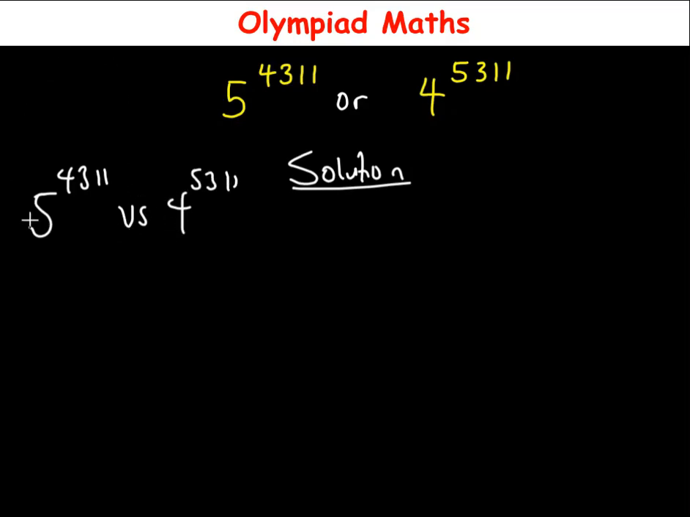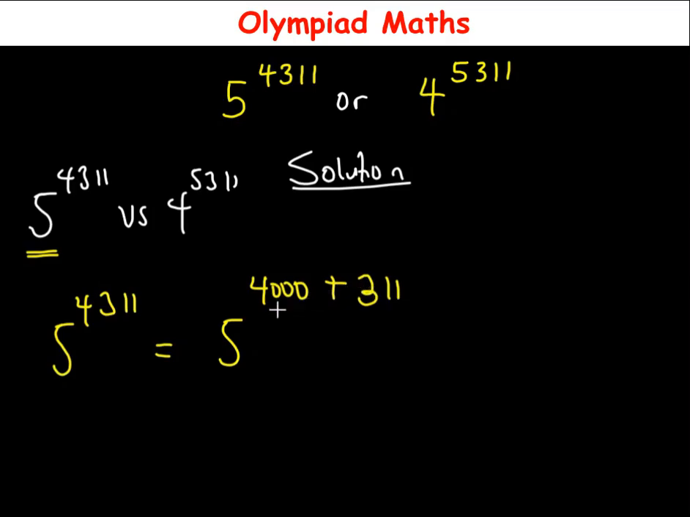So, let's first start with this right here. We have 5 raised to power 4311. Let's simplify this. Now, this can be written as 5 raised to power 4000 plus 311. 4000 plus 311 will give us 4311. Okay, and at this junction, if we apply this rule that a raised to power n plus m equals a raised to power n times a raised to power m.